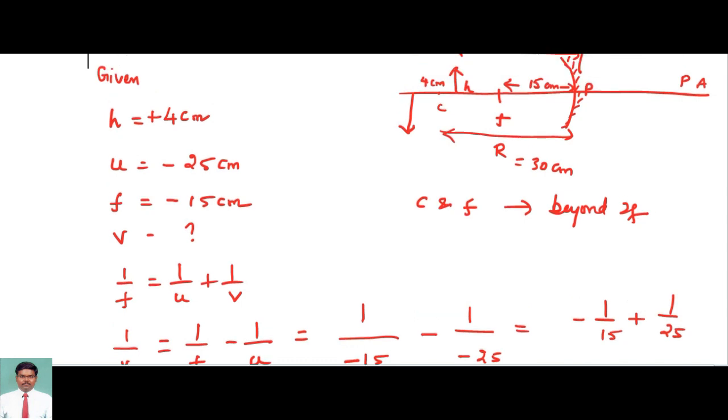So the image is formed at a distance of 37.5 from the pole to the left side, and the height of the image is going to be minus 6 centimeter. The minus sign represents the image will be formed below the principal axis.